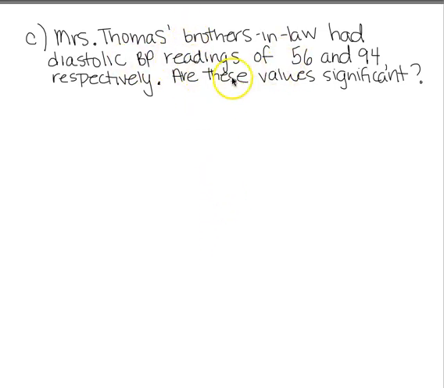My brothers-in-law had diastolic BP readings of 56 and 94 respectively, and then it wants to know, are these values significant? Remember that asking if the values are significant is the same as asking if the values are unusual, or the same as asking if these values are outliers. So the way that we do that is using the range rule of thumb.